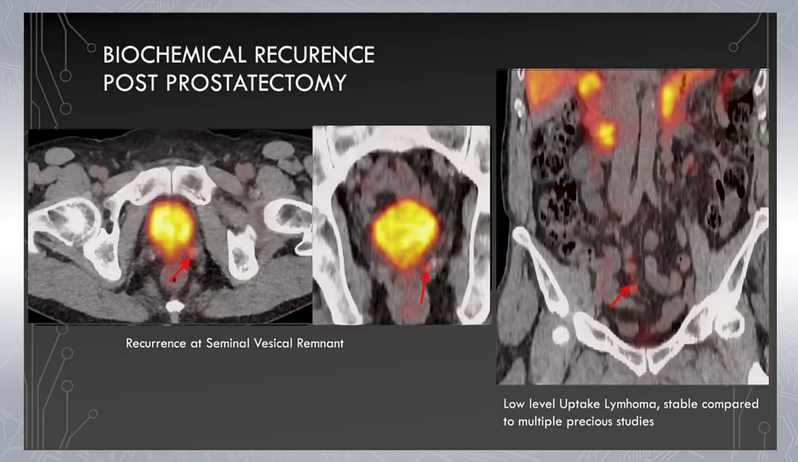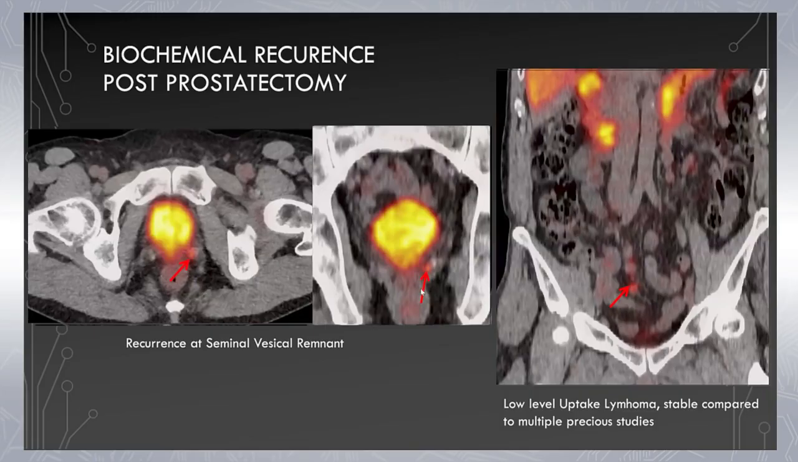So let's look more closely at this patient's fused imaging. Axial images demonstrate a focus of increased radiotracer uptake, correlating with what we saw on the MIP views, and this is in fact at the seminal vesicle remnant. So it's an area of recurrence. Here it is on the axial fused, and we also see that same area of abnormal radiotracer uptake on the coronal fused image. So a subtle focus of uptake, but clearly in a location typical for biochemical recurrence.